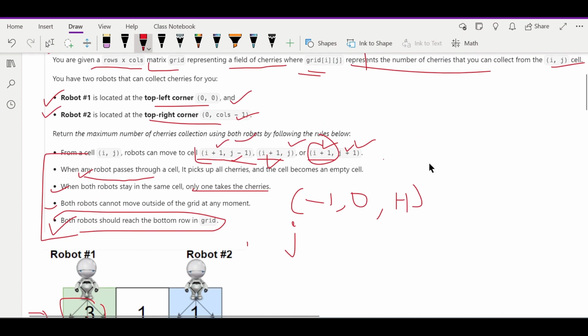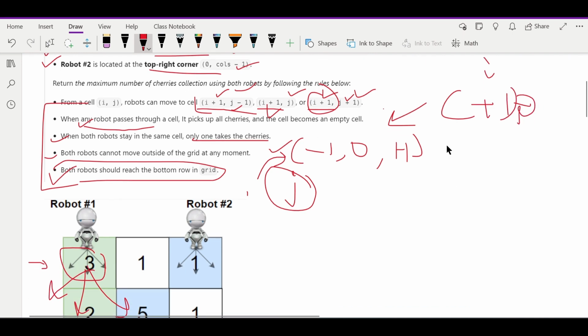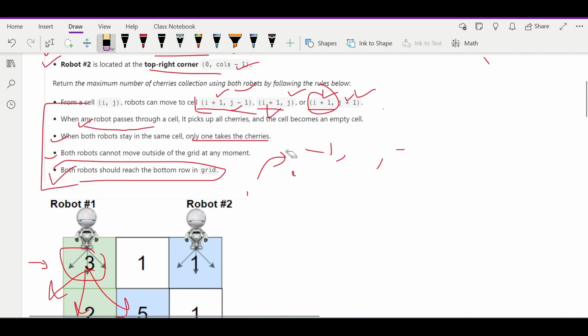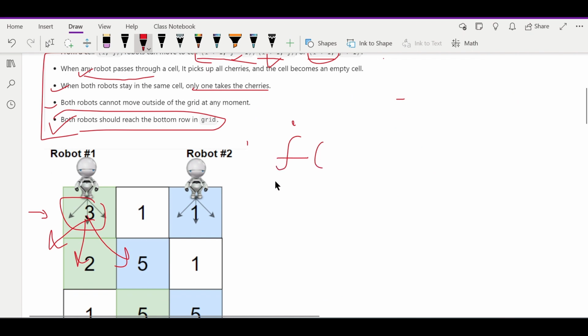So what are the movements? j is moving. j represents the column. So the column is changing like these three ways, and i is always increasing by one, right? So this is the movement. Let's understand how we will write the recursion. You know that both of the robots are moving simultaneously, so the row would be the same for both the robots. For example, they're at the starting position, they're already in the same row.